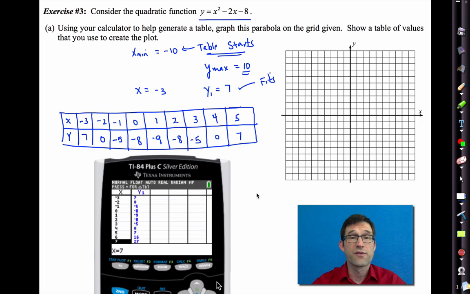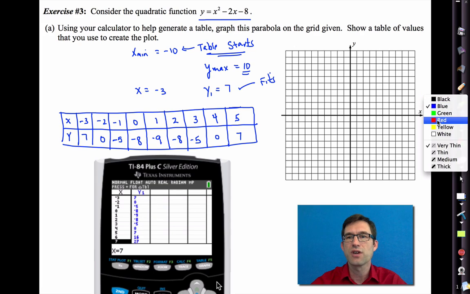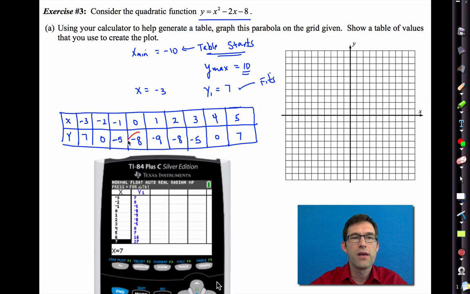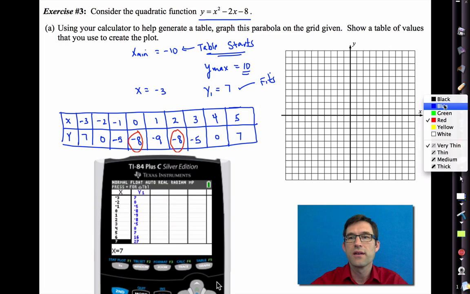Now, I just want to pause for a minute because there's something really cool going on here, and you maybe noticed it, or maybe not. Let me switch colors. All right, notice negative 8, negative 8. Let me switch again. Go to black.